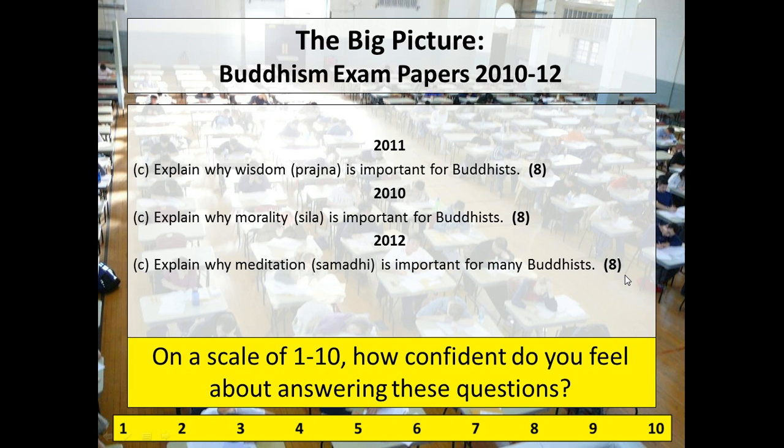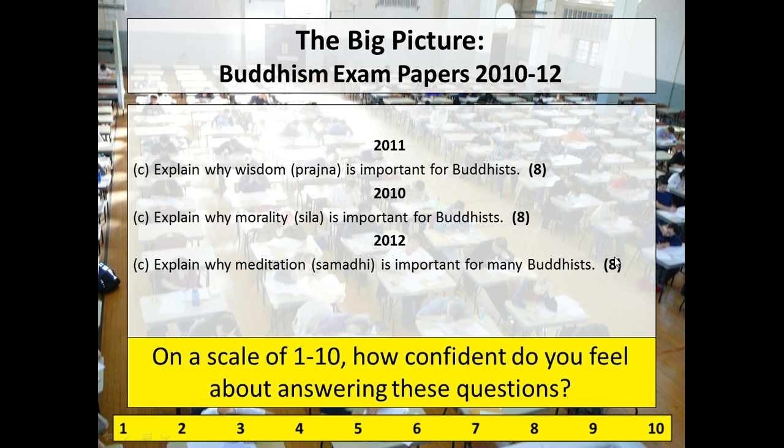So let's have a little look at some exam questions which have come up on these topics. In 2011 this 8-marker question came up: Explain why wisdom is important for Buddhists. In 2010 another 8-marker question came up: Explain why morality, Sila, is important for Buddhists. And in 2012: why meditation is important for Buddhists.